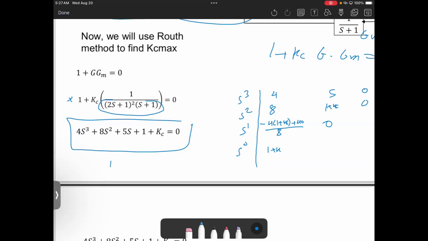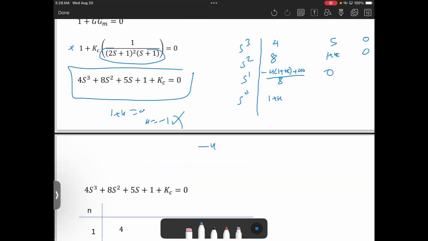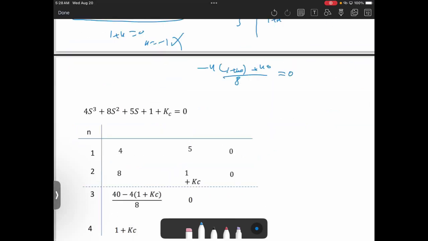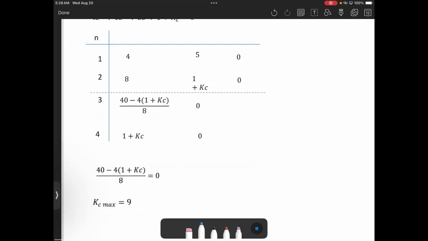So if we look at 1 plus Kc larger than 0, or less than 0, or equal to 0 at marginal stability. So Kc equal to -1, we don't want the negative number. The next thing is to look at minus 4 times 1 plus Kc plus 40 divided by 8 equals 0. Why do I make it 0? Because 0 is the neutral. It's the point where it switches from positive to negative or negative to positive. So to get the marginal stability, make this term equal to 0.